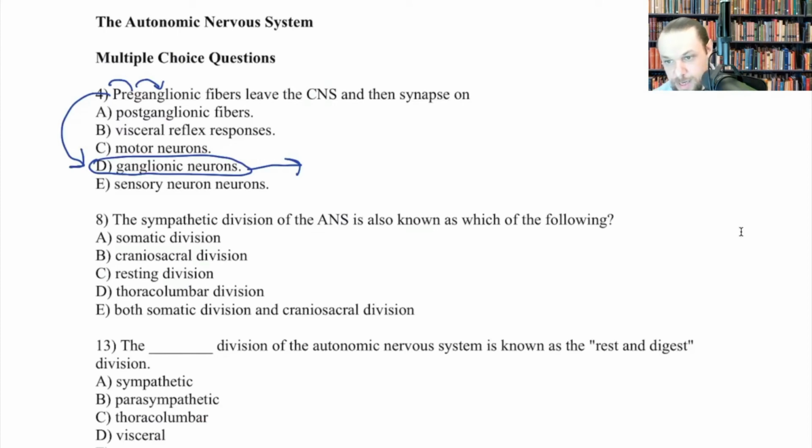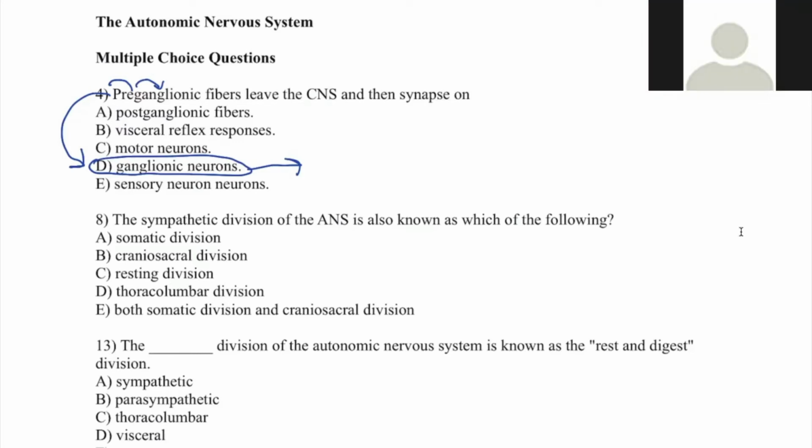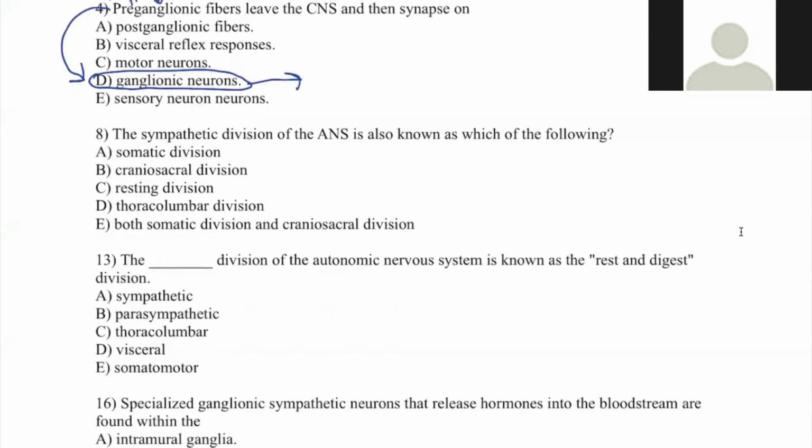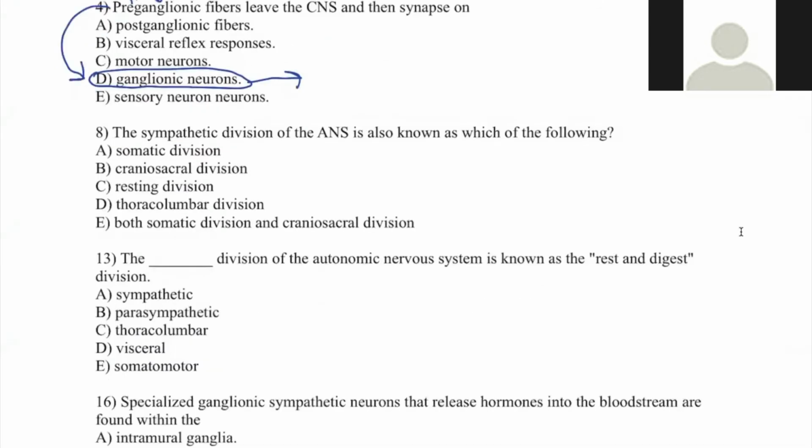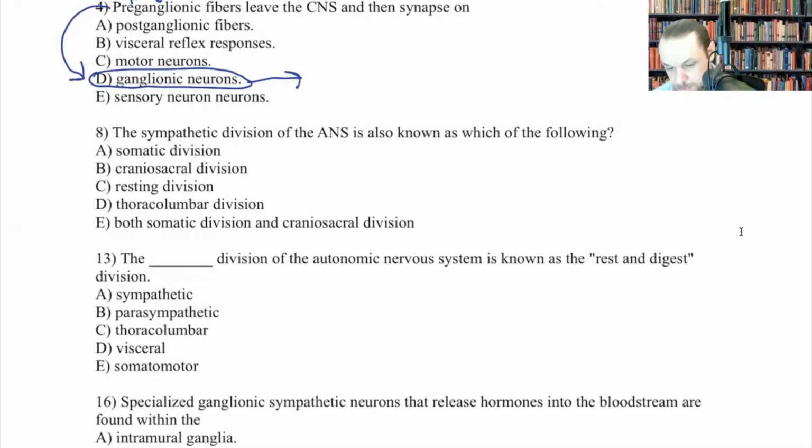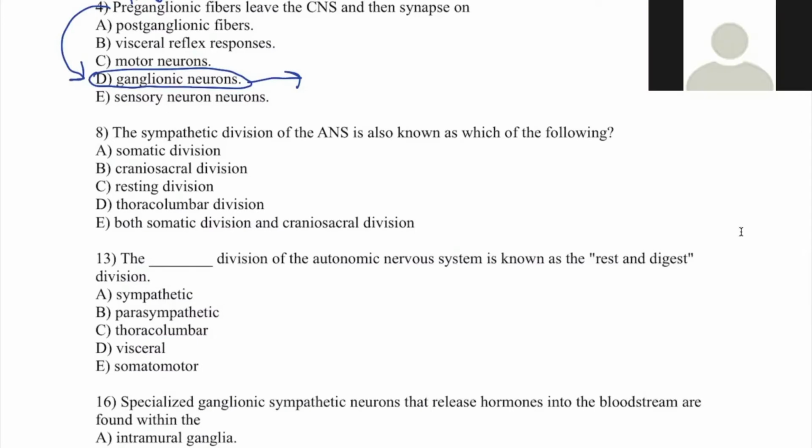We're going to go to number 8. We have Christina. Would you like to do number 8? Sure. The sympathetic division of the ANS is also known as which of the following? D, thoracolumbar division. Yes, that is correct.